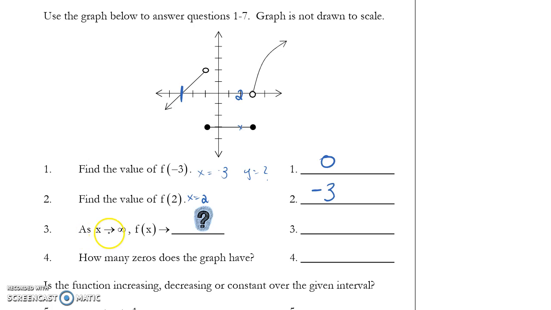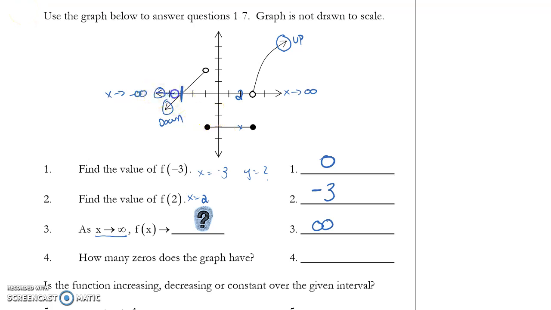The question, as x approaches infinity, f of x approaches what, is the same concept as before. X approaches positive infinity is when it goes right. X approaches negative infinity is the left arrow, and it's asking what the function is doing. As we go further and further to the right, it's going up. To the left, this is pointing down. As it's going to the right, it's going up. Up is positive infinity.